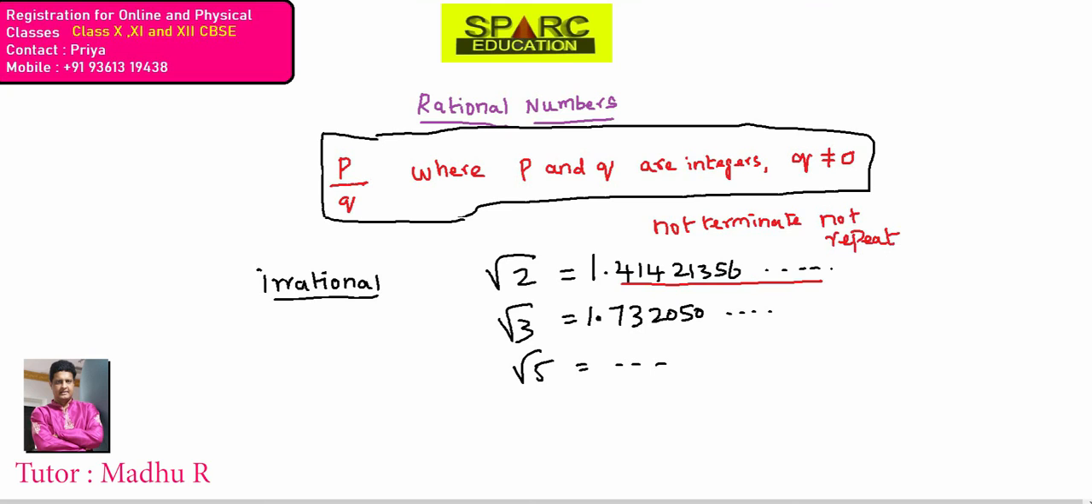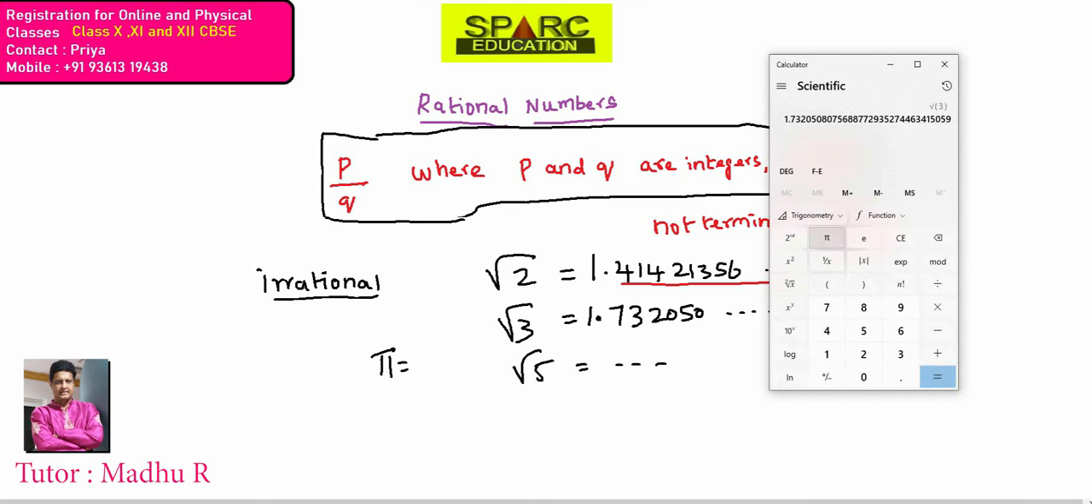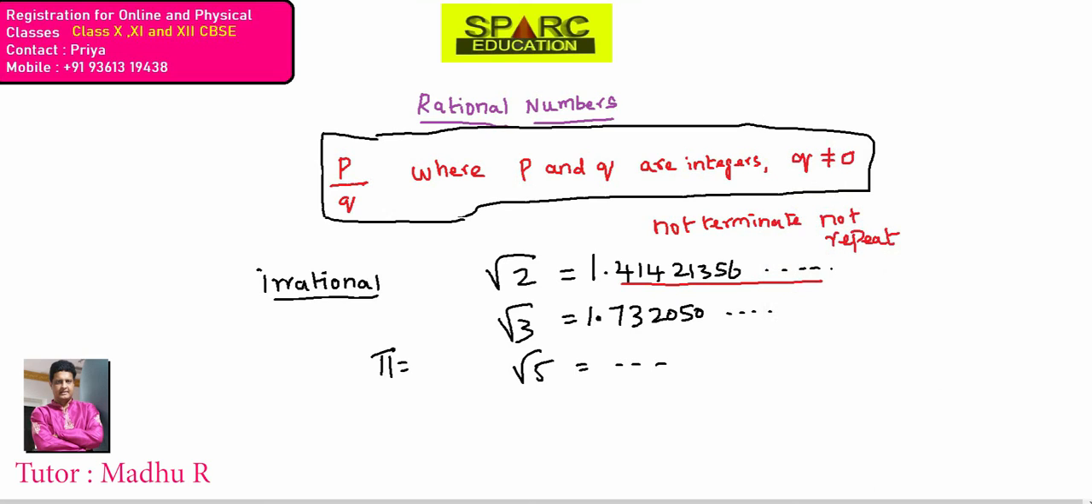The famous one is pi. The value of pi, if you look into the calculator, is 3.1415926535897, and it goes on. It neither terminates nor recurs, so it's irrational. But in mathematics generally we say pi is 22 by 7.